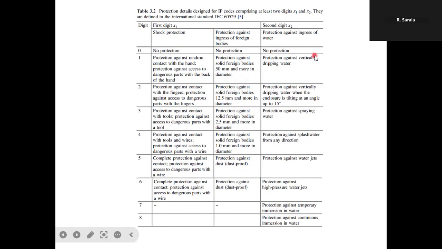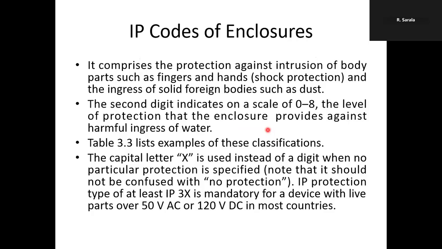0 means no protection. 1 means protection against random contact with the hand and protection against dangerous parts, against solid foreign bodies that are 50 mm and more in diameter. The second digit represents vertically dripping water. We have many measures to consider in this IP code. Some digits may be scaled from 0 to 8 also.